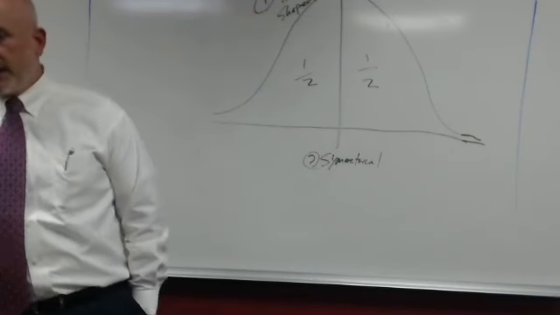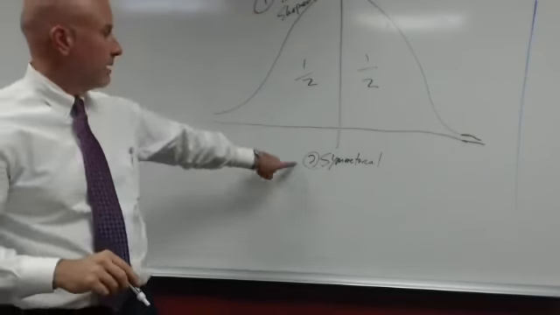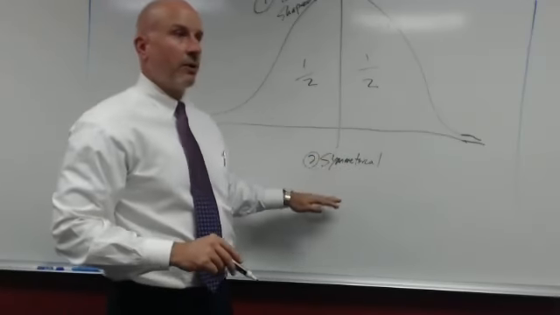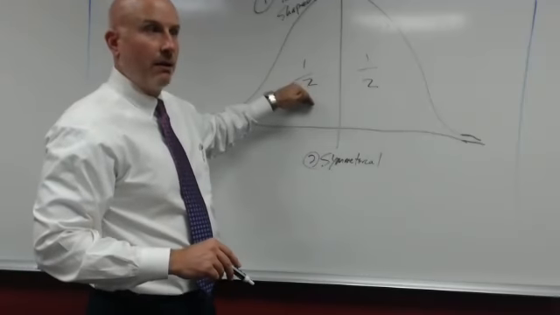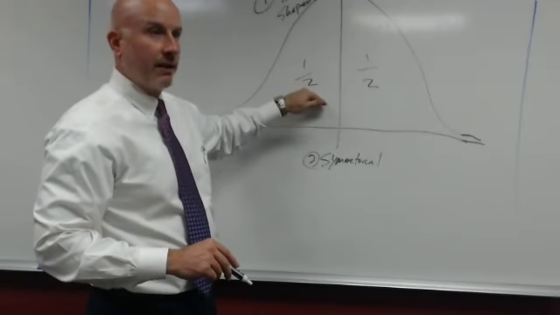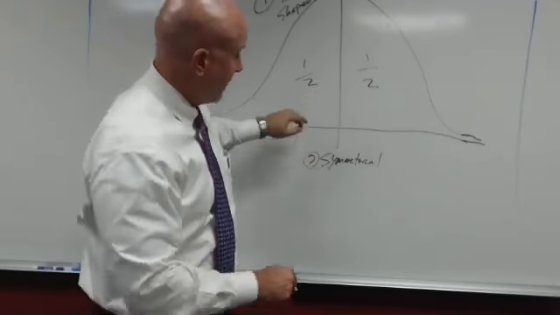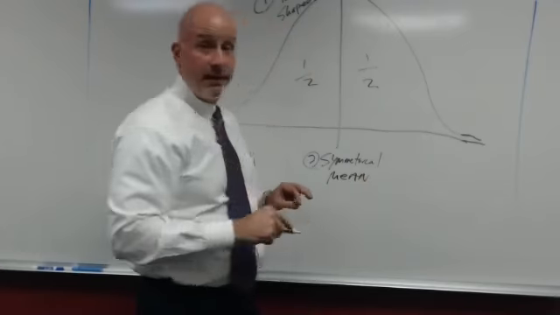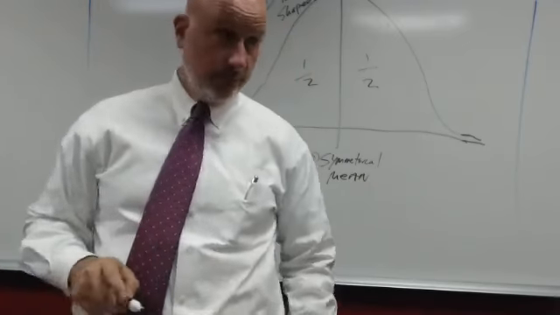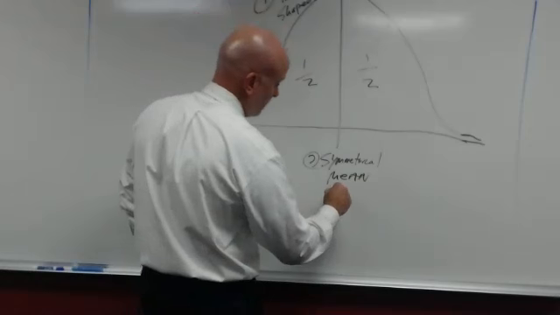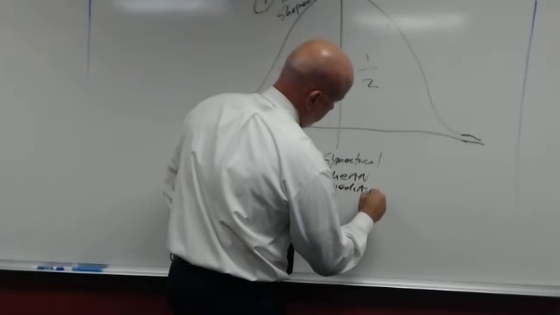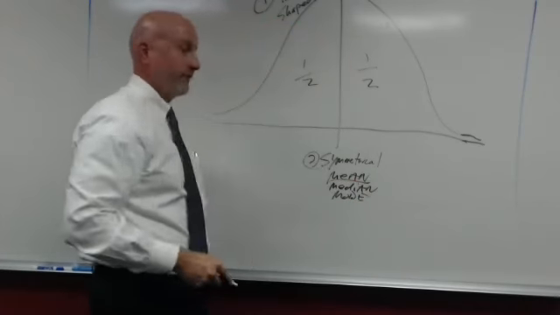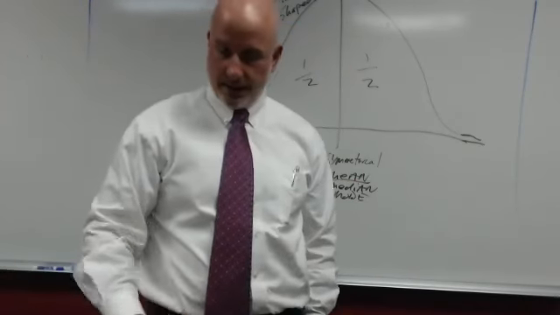It is evenly split into two halves. What is it symmetrical around? What identifier could I put here? Median. It is first, the mean. Mean, median, and mode are... All right, we're going to focus on that first one. It's the mean.